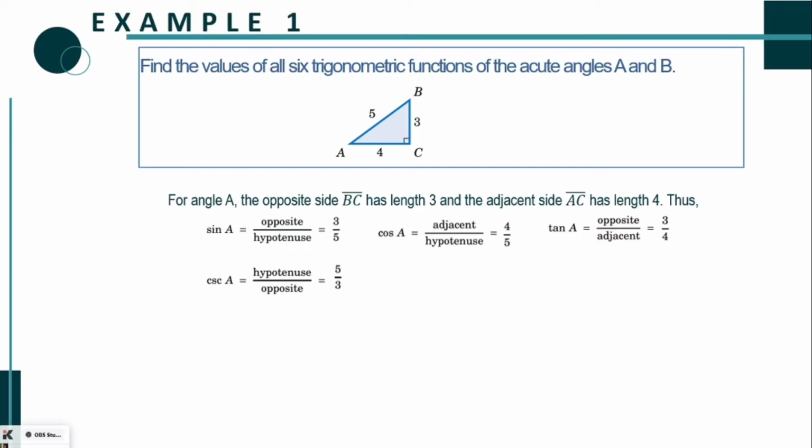So 5 over 3. For secant, we have hypotenuse over adjacent. So hypotenuse is 5 and then the adjacent side is 4. So 5 over 4. And lastly, for cotangent A, we have adjacent over opposite. The adjacent side is 4 and the opposite side is 3. So that's 4 over 3.